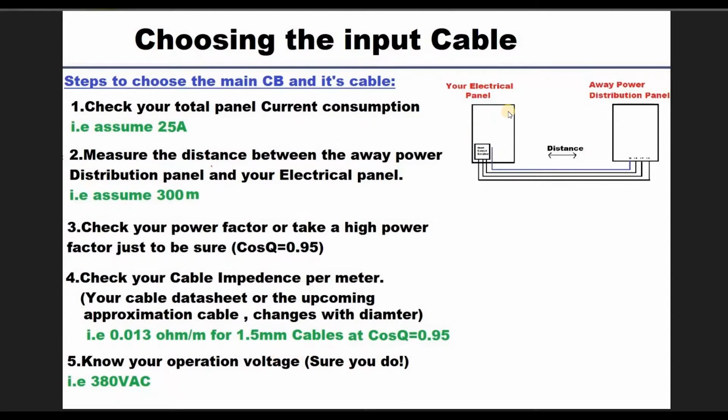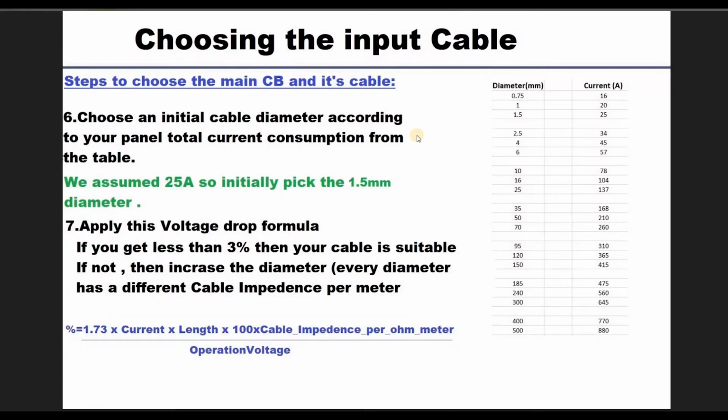And next you need to know your operation voltage. I'll assume that it is 380 volts AC. Now, we assumed that the current consumption of our electrical panel is 25 amps. Take a look at this table here. It contains the diameter of the cable and the maximum current that it can handle. For 1 millimeter, it can take a maximum of 20 amps. For 2.5, it can take a maximum of 34.